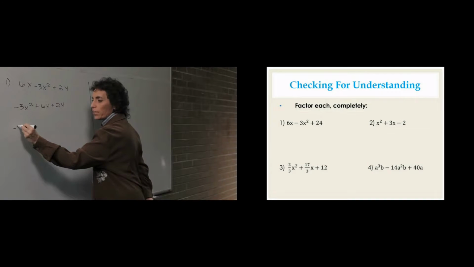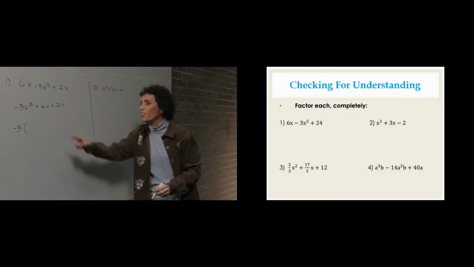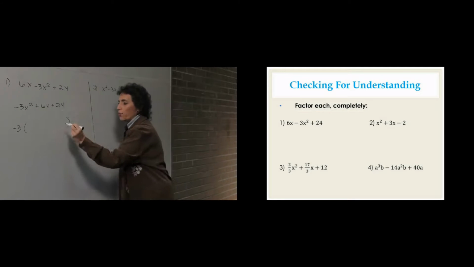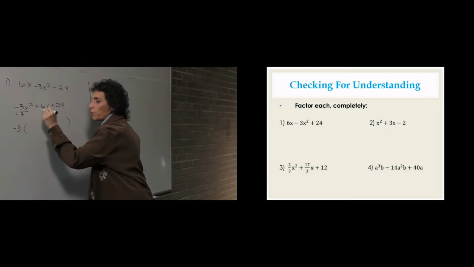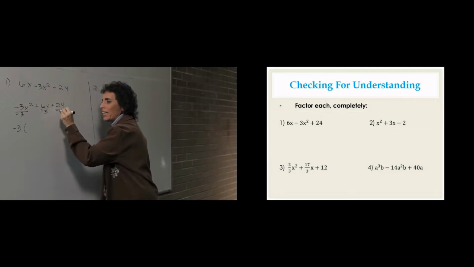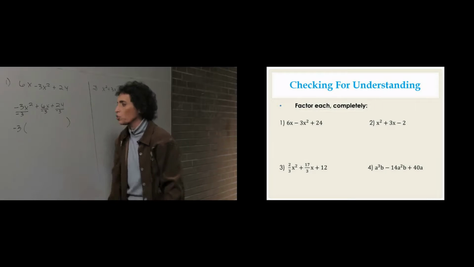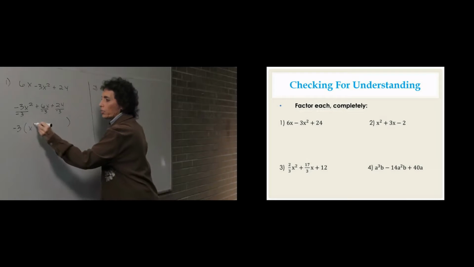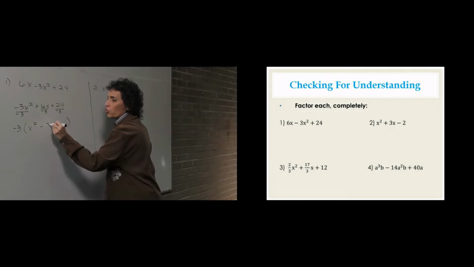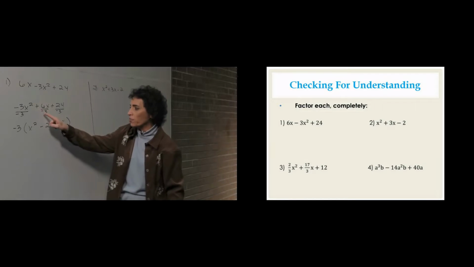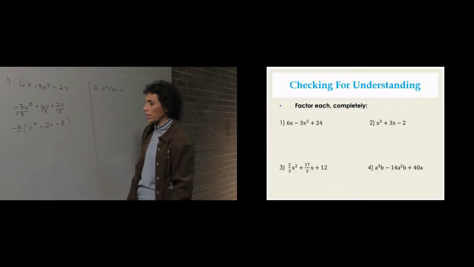GCF is 3, but we're going to take out a negative 3 because our leading term is negative. So divide by negative 3. One set of parentheses for a GCF. I repeat, one set of parentheses for a GCF. And we get x squared minus 2x minus 8. Where do the minuses come from? A positive divided by a negative.